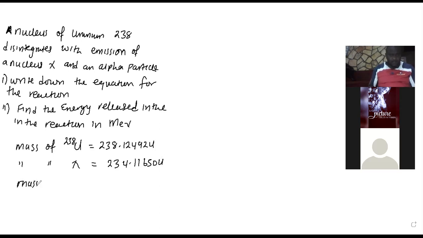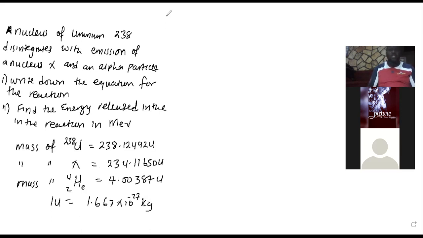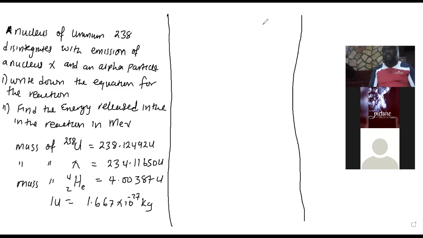Mass of helium is going to be equal to 4.00387 U. 1 U is equal to 1.667 times 10 to the power negative 27 kilograms. Remember, I told you when they give you 1 U in kilograms, you use Albert Einstein's mass energy relationship. When they give you 1 U in mega electron volts or in joules, you just multiply by the mass defect and get the answer.